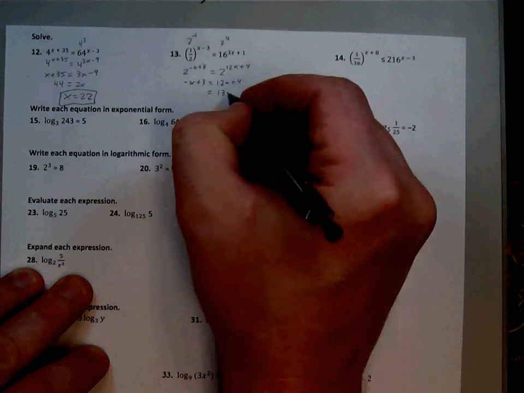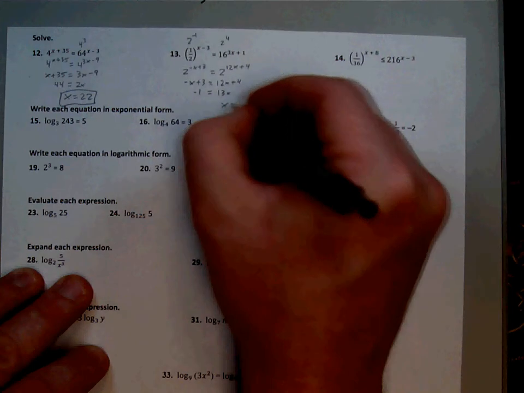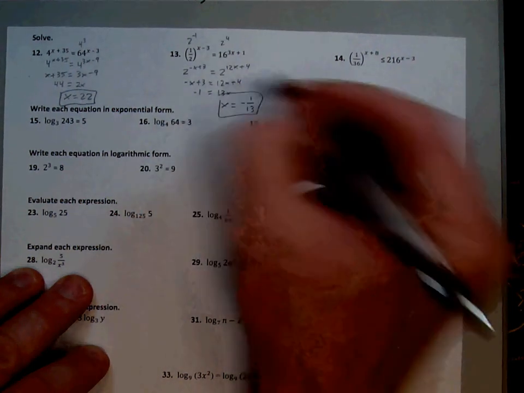So add x, subtract 4, divide by 13. So x is negative 1/13.